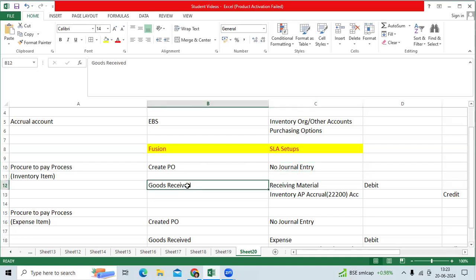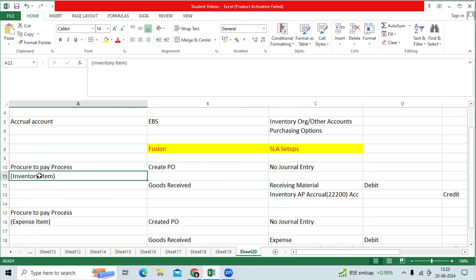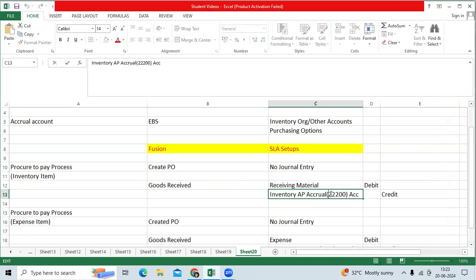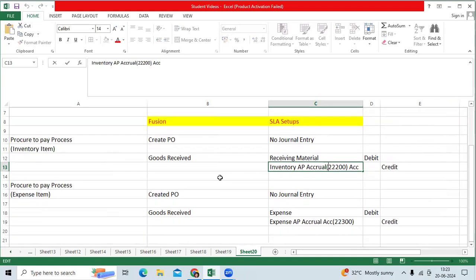When I receive the goods, for an inventory nature item, receiving material account is debited and inventory AP accrued is credited. Then we will give the GL account a number starting with 2. It is not an amount, it is a number. When we receive the invoice in AP, inventory AP accrual will be debited and vendor liability will be credited.